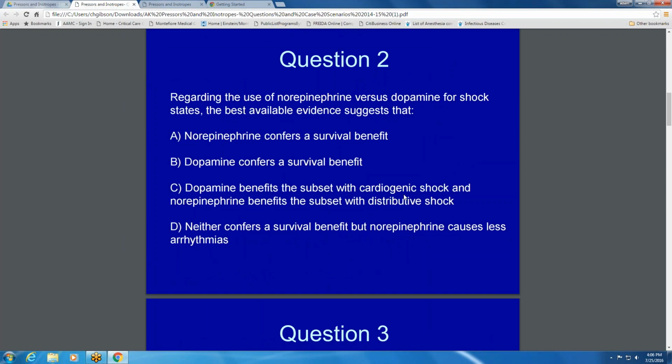Question 2, regarding the use of norepinephrine versus dopamine for shock states, the best available evidence suggests which of these? So you're right, neither confers a survival benefit. Norepinephrine tends to cause fewer arrhythmias. The arrhythmia it tends to cause less of is AFib, which we can deal with, but anyhow, that's the case. And C is the trick answer: dopamine benefits the subset with cardiogenic shock, and norepinephrine benefits the subset with distributive shock. For whatever reason, in the SOAP II trial, they showed the opposite of that.